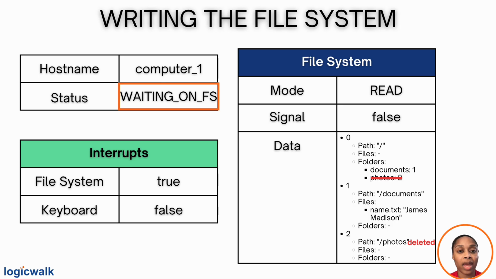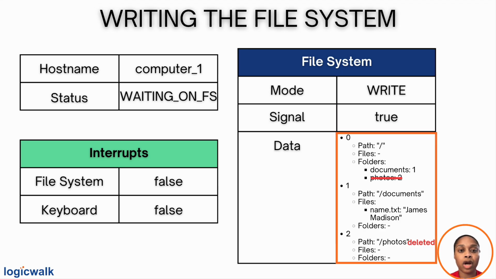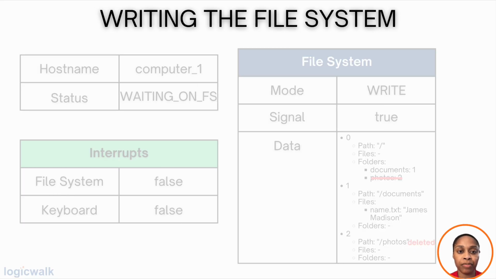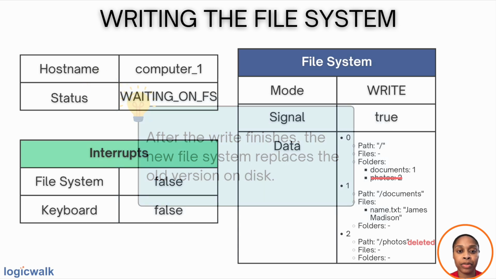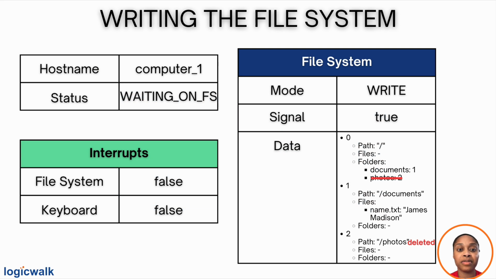The status is waiting on file system. The file system interrupt is false. The file system mode is set to write, and the signal is true. The updated file system, including the Photos folder, marked as deleted, is ready to be written to the disk. Once the hard drive completes the write operation, the updated file system replaces the previous version stored on the disk. The hard drive then resets the file system signal to false and sets the file system interrupt to true, letting the LWOS know the operation is complete.